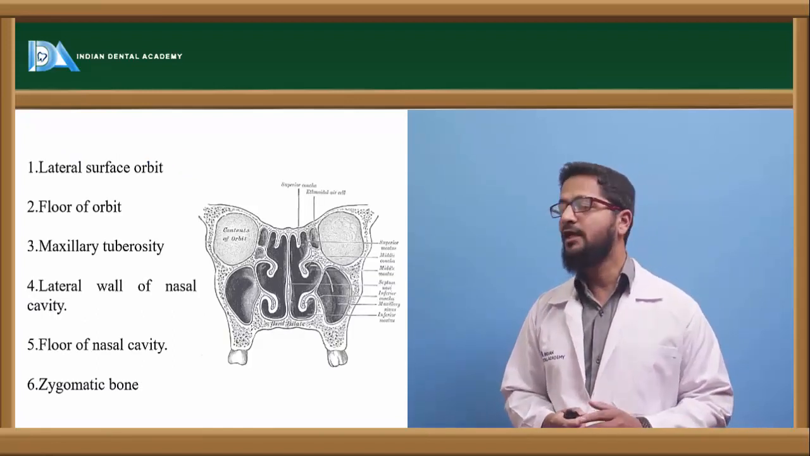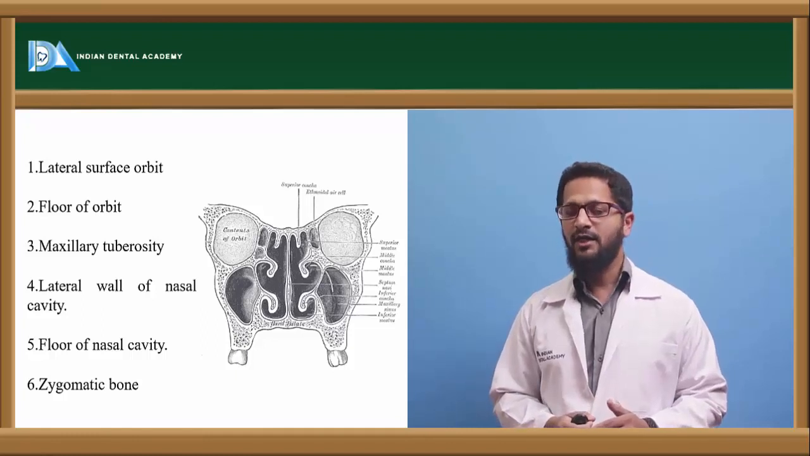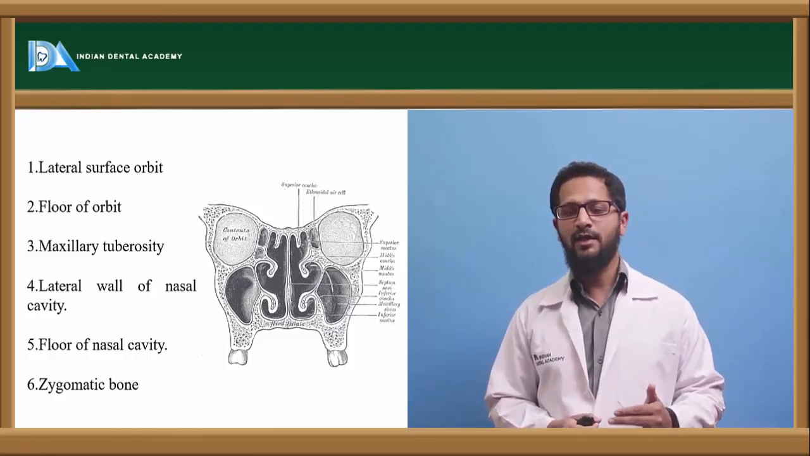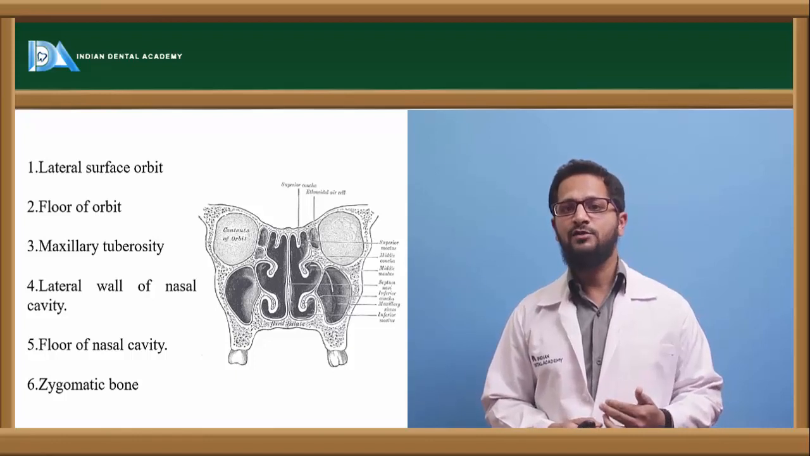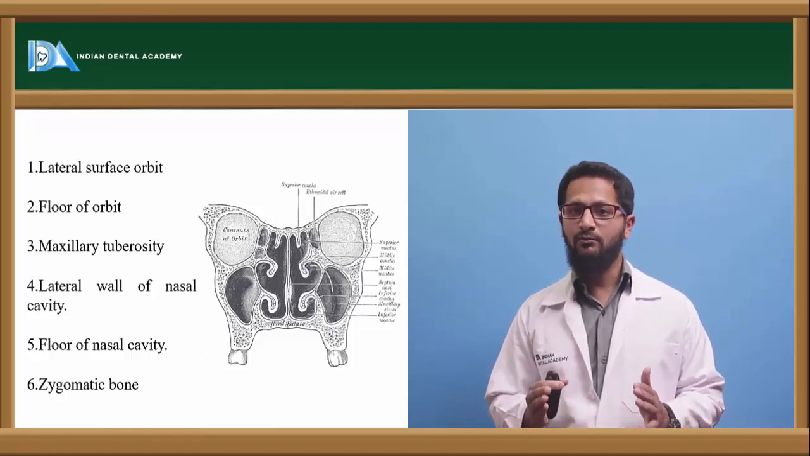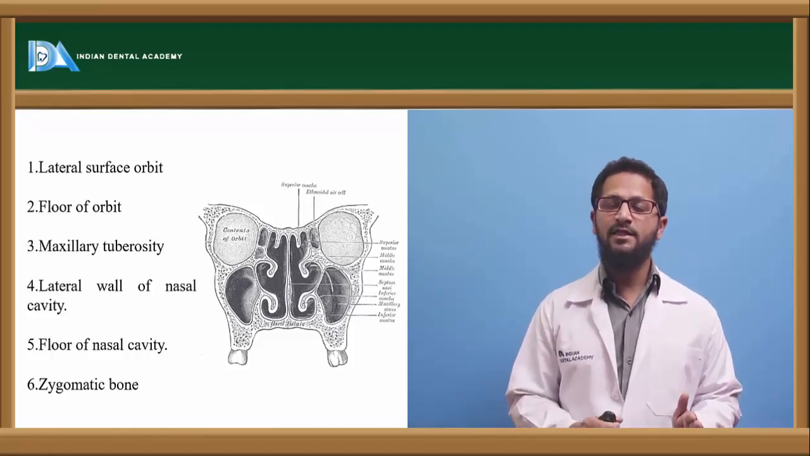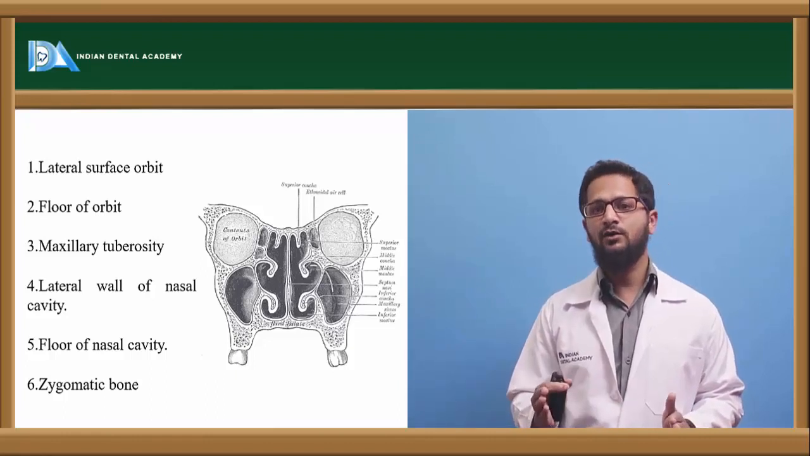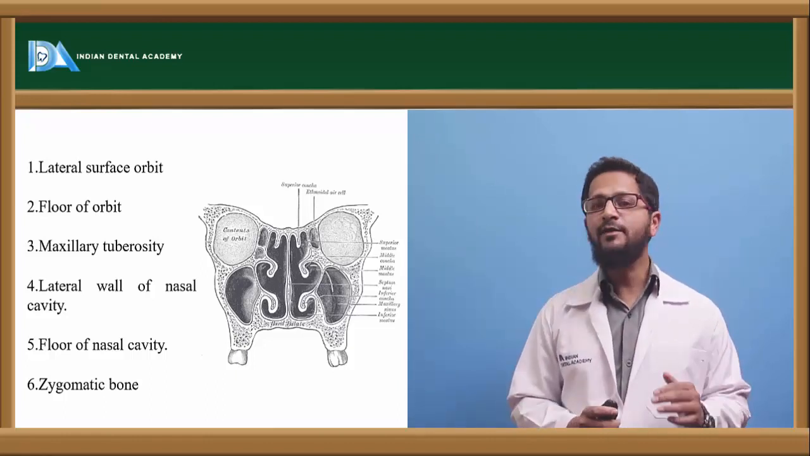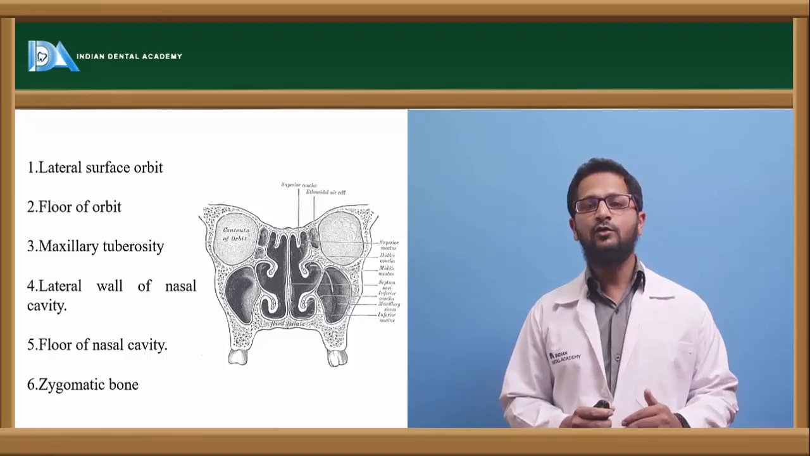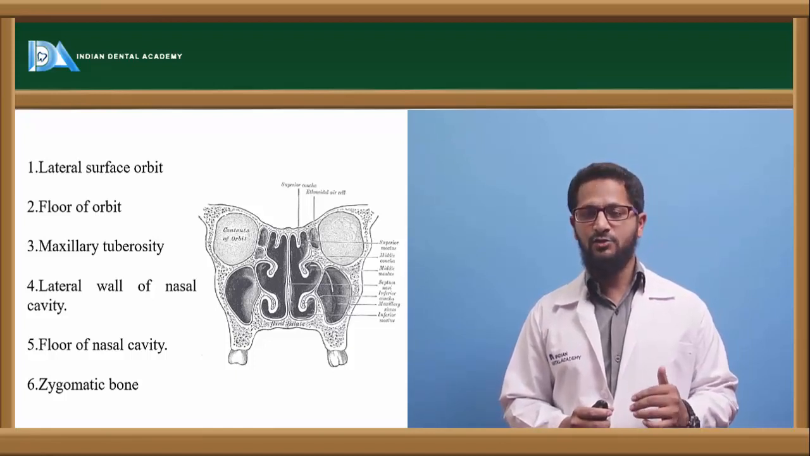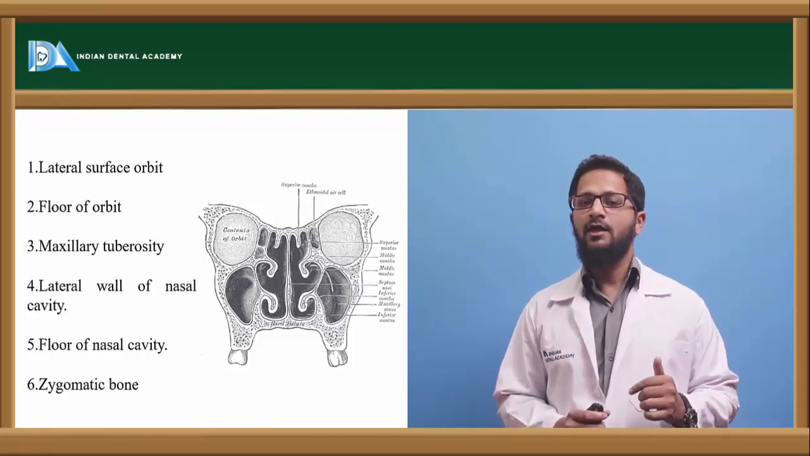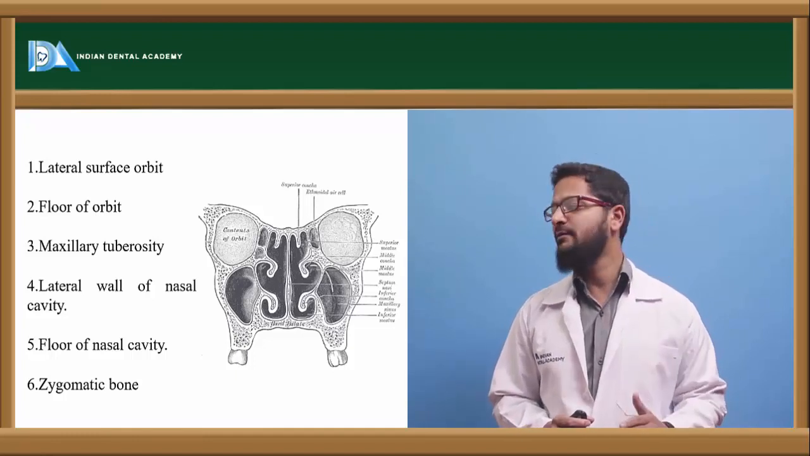First, coming to lateral surface of the orbit. The lateral surface of the orbit shows continuous resorption. Because of this resorption, the eyeball moves laterally. To compensate for this, there is deposition on the medial aspect of the orbit. Next, coming to floor of the orbit. The floor of the orbit faces superiorly, anteriorly, and laterally, and hence deposition also takes place in the same manner.